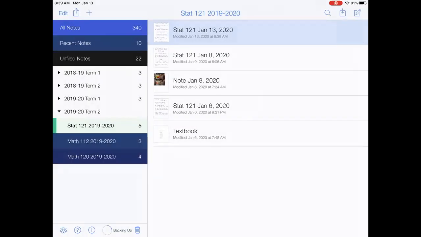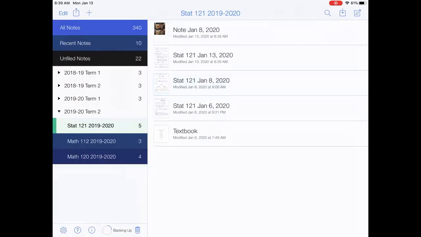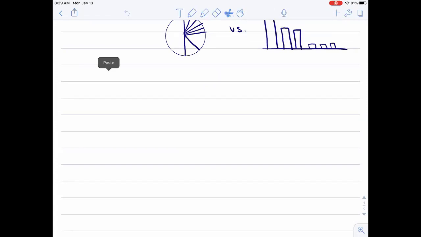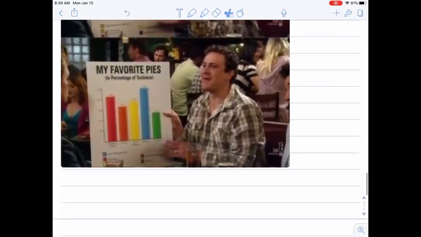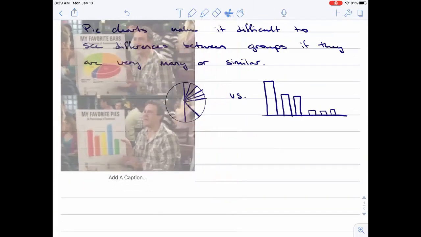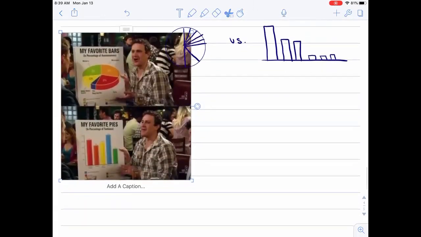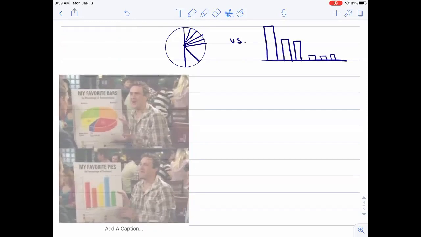And so I've got my favorite. Got a little grainy, I guess. How can I make it fit on one screen? So he's made a pie chart of his favorite bars and a bar chart of his favorite pies. So I'd say pie charts are good for, well, jokes mainly.